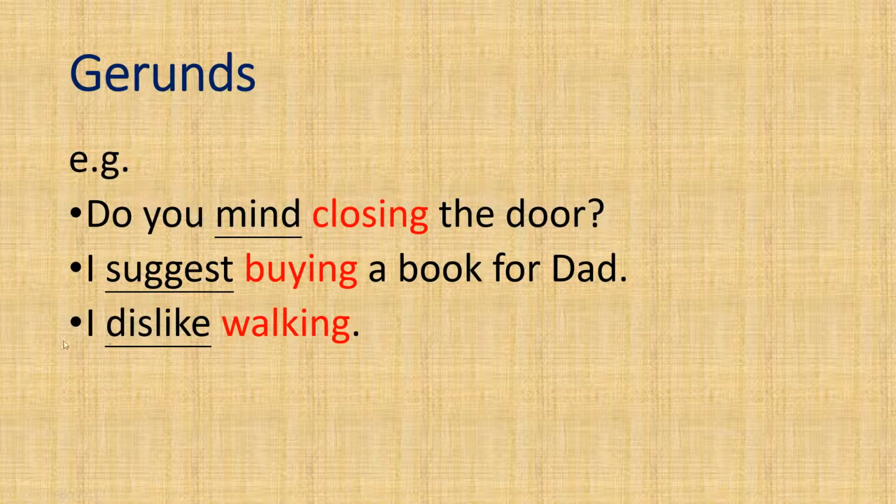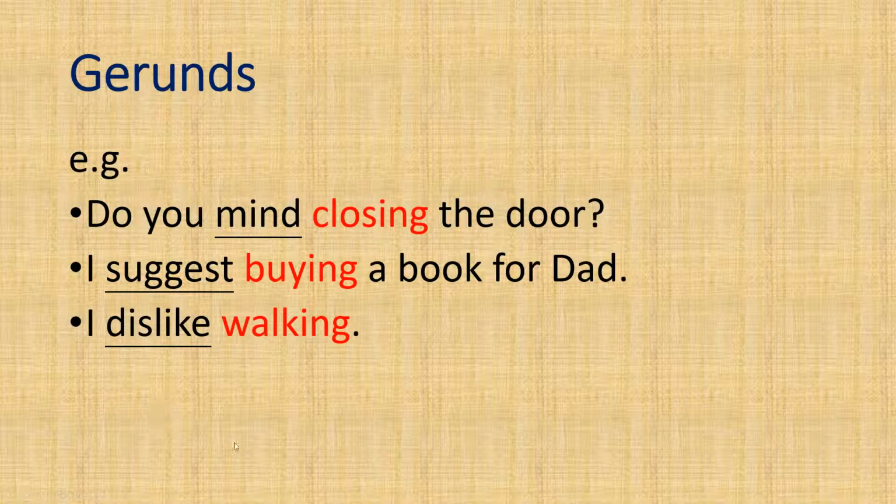The next example, I suggest buying a book for Dad. Alright, you can see the main verb is suggest. After suggest, you need to use the ing form. You never say, I suggest to buy a book. Alright, never use to after suggest.